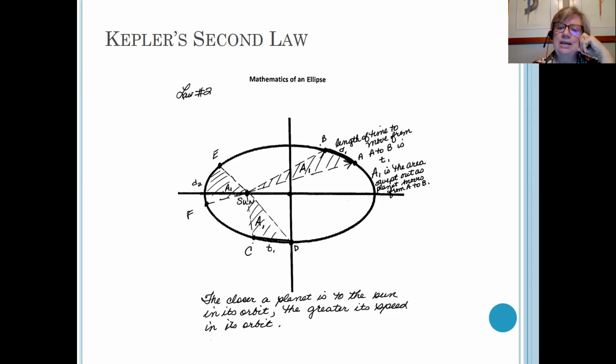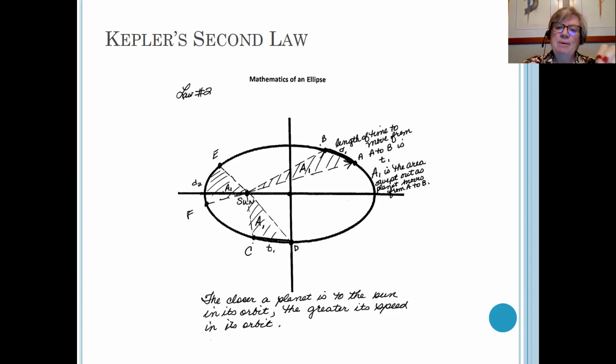Now what's going on here is that if the length of time that the planet takes to move from A to B is the same as it takes to move from E to F, those two areas are the same. The areas of those two regions that are swept out are going to be the same. And as the planet moves on around in its orbit, if it takes the same length of time to go from C to D as it does from E to F, the area that's swept out as it moves from C to D is exactly the same as it is when it moves from A to B or from E to F. All right, well, so what's the big deal about that?